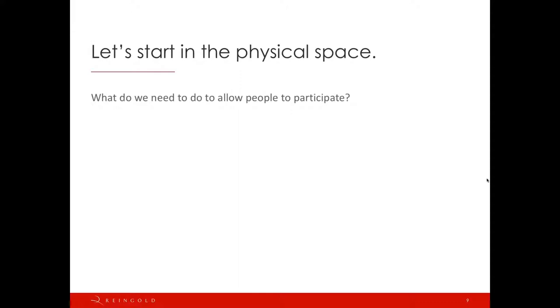So to start talking about the idea of accessibility, we're going to talk about how these design approaches work in practice. And let's start by actually thinking about the physical space, since the way we approach accessibility on the web is kind of similar. So in the physical space, we can start by asking the question, what do we need to do to allow people to participate? So let's say that we had a store. What do we need to do to allow people to shop at our store?